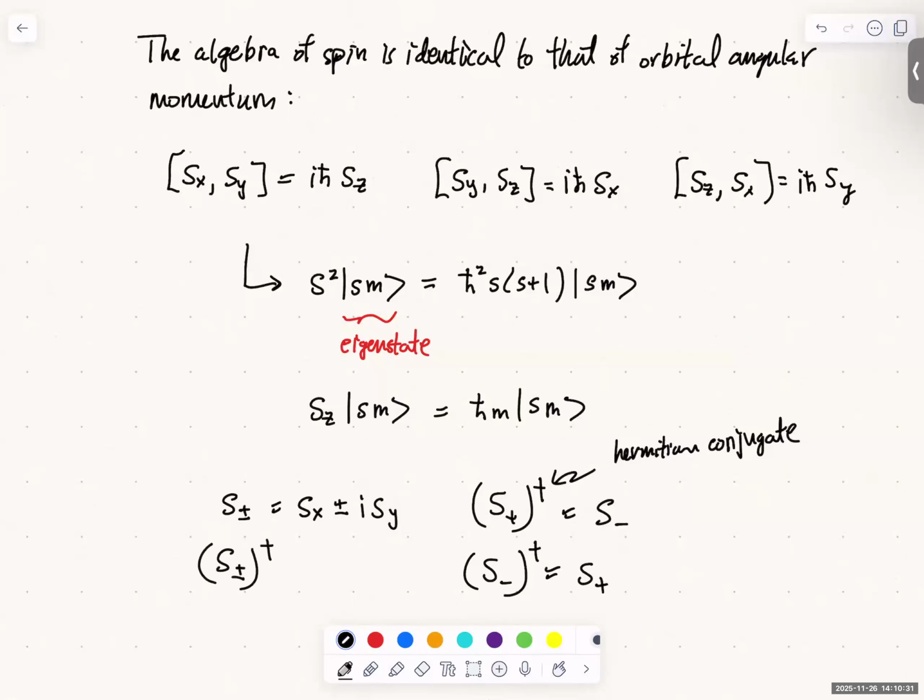We could also take the Hermitian conjugate of the raising and lowering operators like this, and using these relations, we can show that this would be equal to Sx, and then we get minus plus i Sy. The reason we flip the sign is because when we take the Hermitian conjugate, it's like a transpose and a complex conjugate, and the complex conjugate changes the sign of the i out in front here.